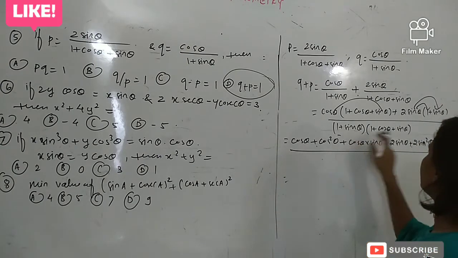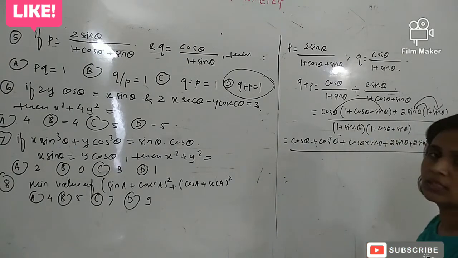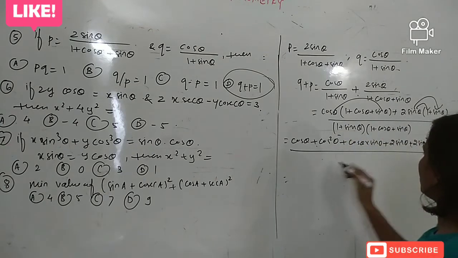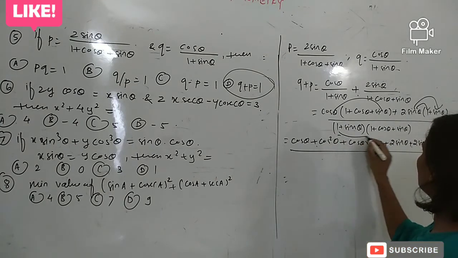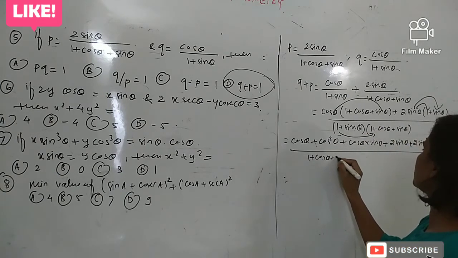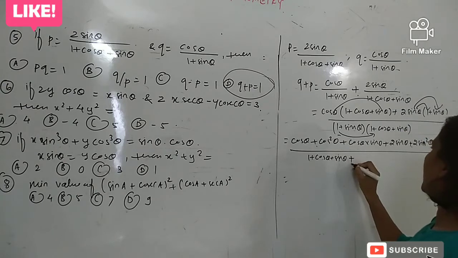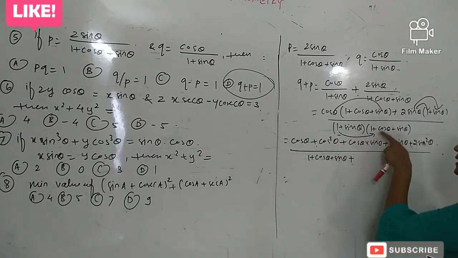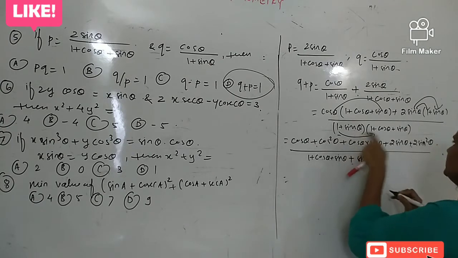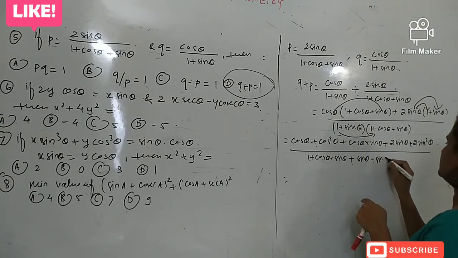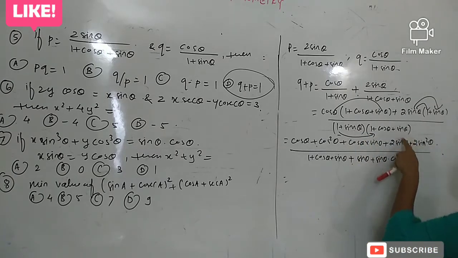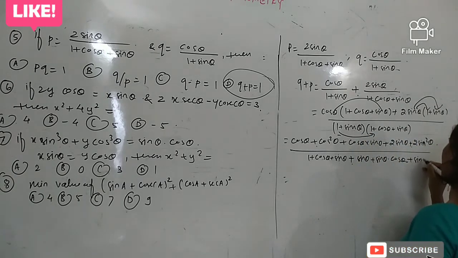Dividing by, again multiply these 2 brackets. So 1 into this whole bracket means this whole bracket, which is 1 plus cos theta plus sin theta. And plus sin theta into this whole bracket. So sin theta into 1 is sin theta. Sin theta into cos theta is sin theta into cos theta. And sin theta into sin theta is sin square theta.